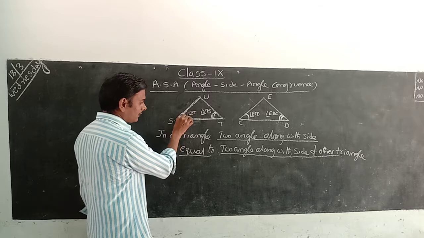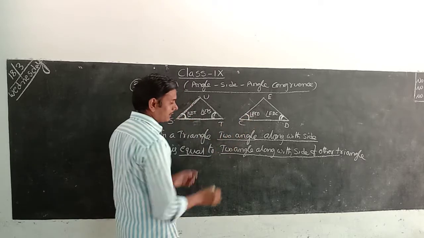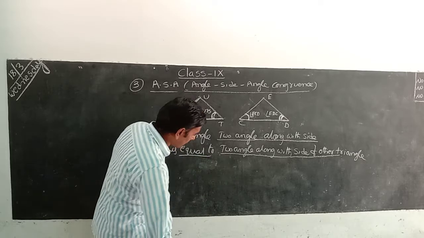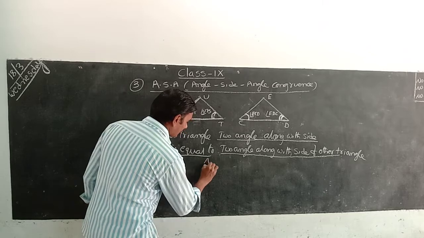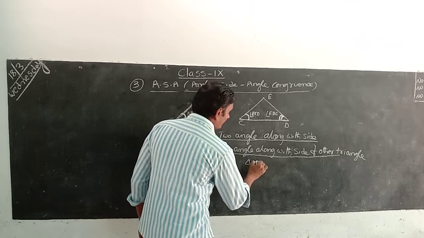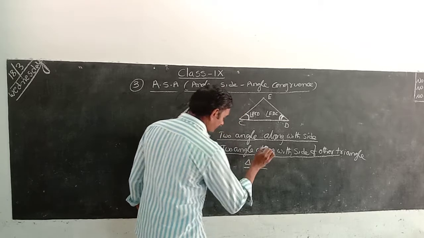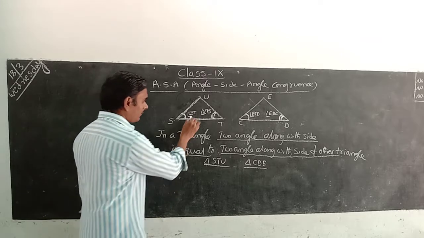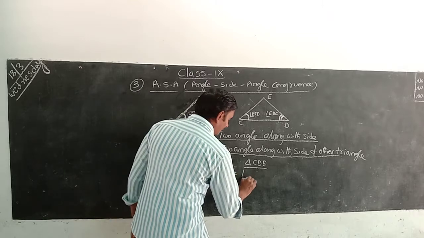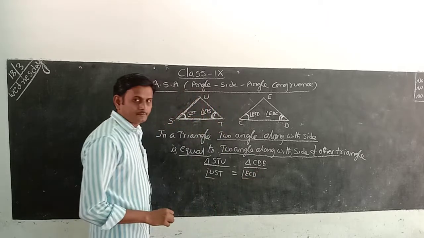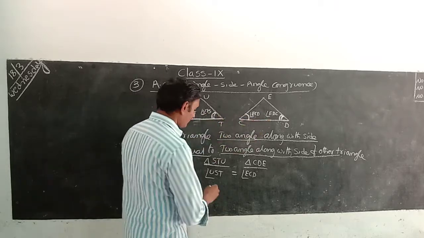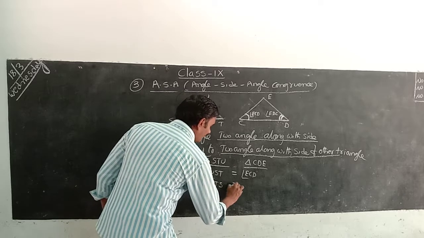Here only one line is there. That means these two are equal, that will be U and T. Which are the triangles here? Triangle STU is one triangle, and another triangle is CDE. What is the angle here? USD equal to ECD. Next, UTS equal to EDC.